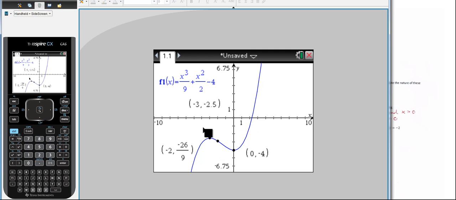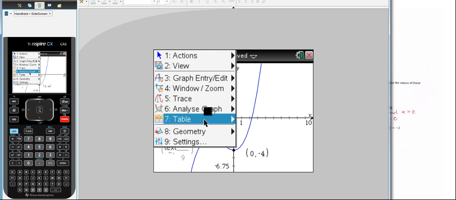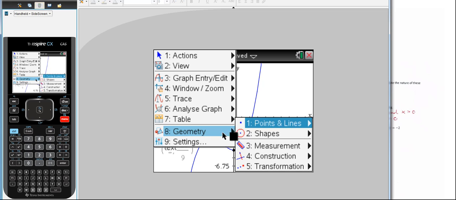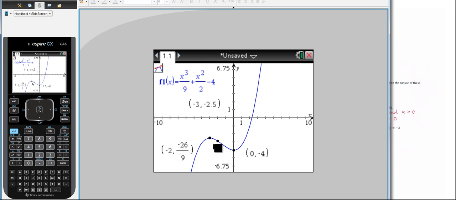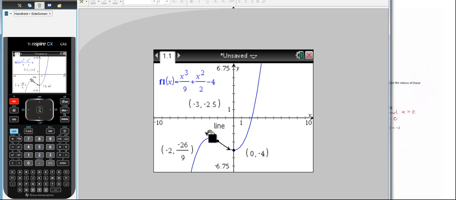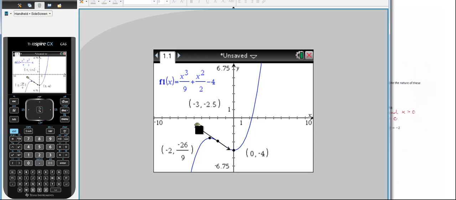Now I want to have the tangent, so I'm going to once again go to geometry, points and lines, tangent. I'm going to click here, and we can click escape to go out of the tangent drawing mode, and now we can extend the line a little bit.